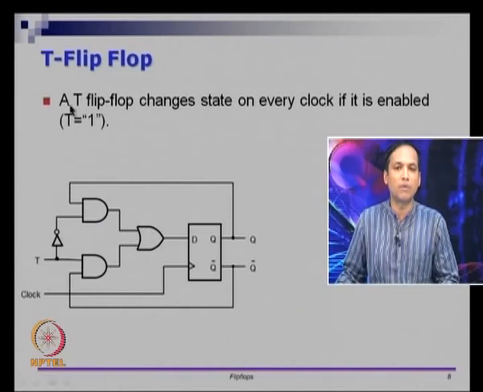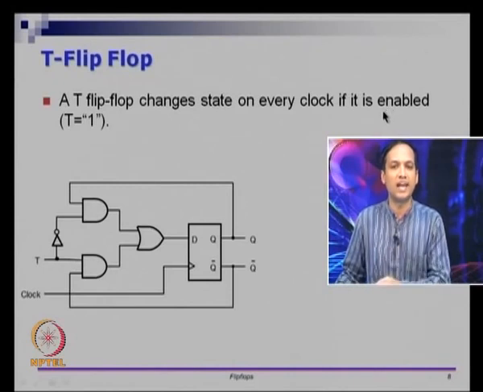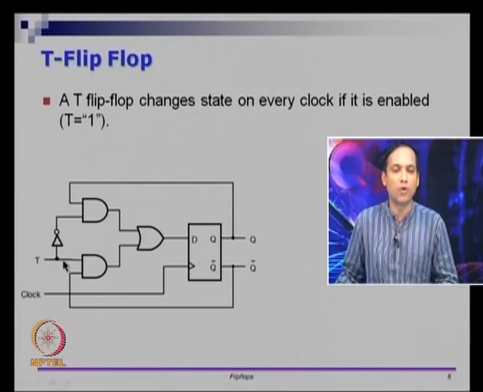So a T flip flop or a toggle flip flop changes state on every clock if the toggling is enabled, or if T is 1. So let us put T equal to 1 for a while now. If T is 1, this is 0, which means this line will be a 0. If T is 1, 1 and Q bar will come here. So you have 0 or Q bar, 0 or Q bar is Q bar, Q bar goes as D input.